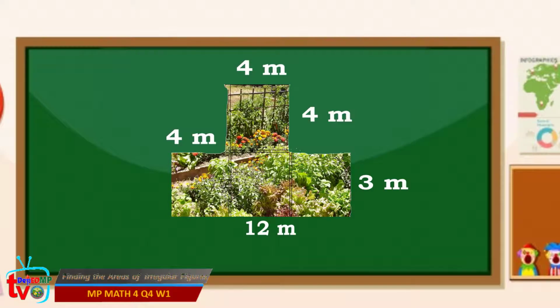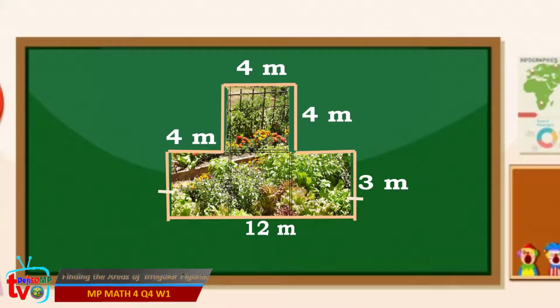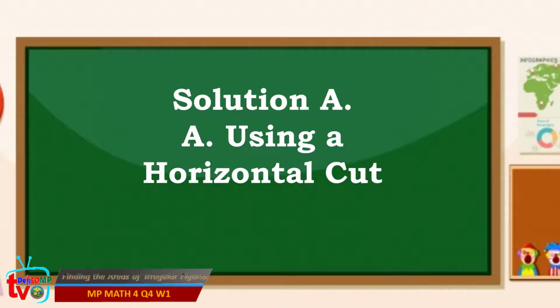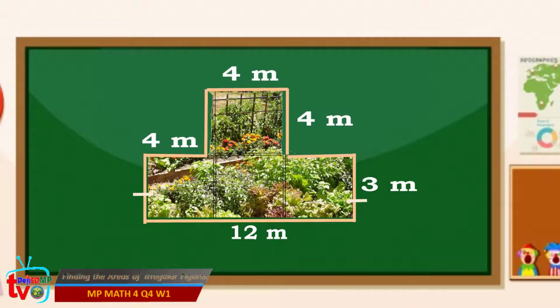Let's take a look at the shape of their garden. How can you break it up into rectangles and/or squares? Let's find the area of the irregular figure following these steps. Solution A, using a horizontal cut. Draw a horizontal line to form a rectangle and a square. The illustration below shows how it is done.